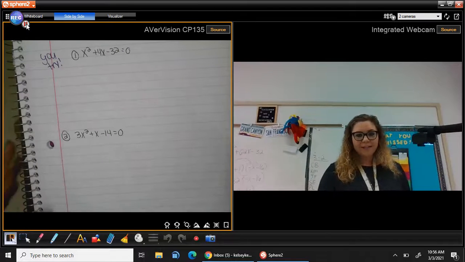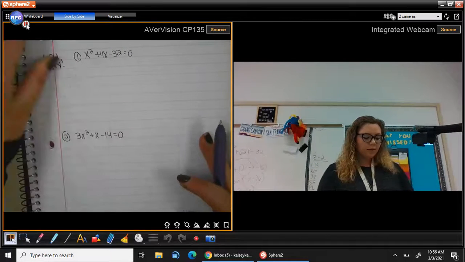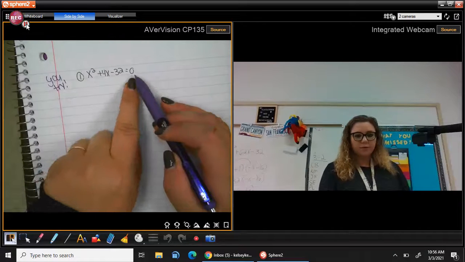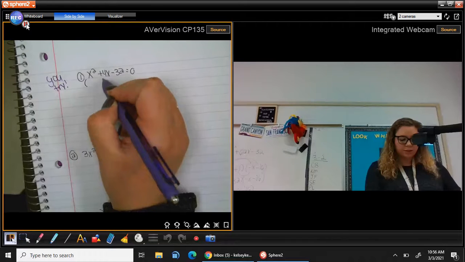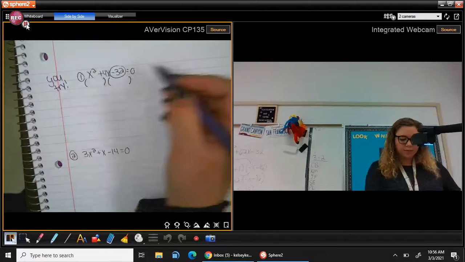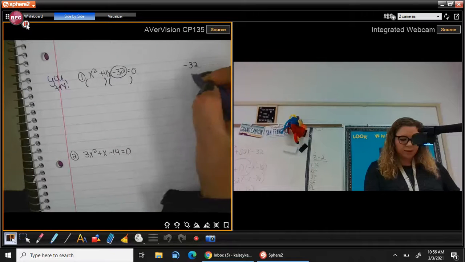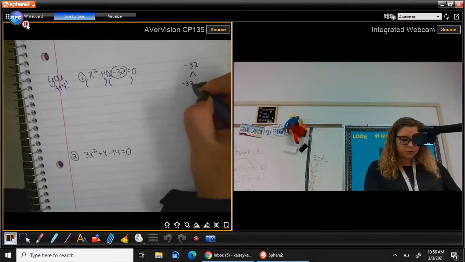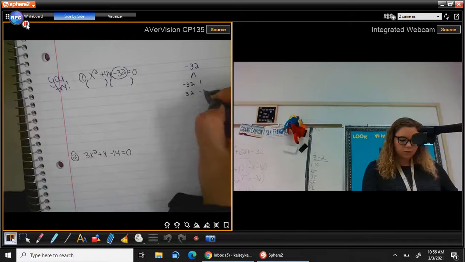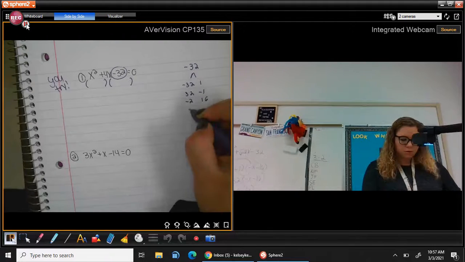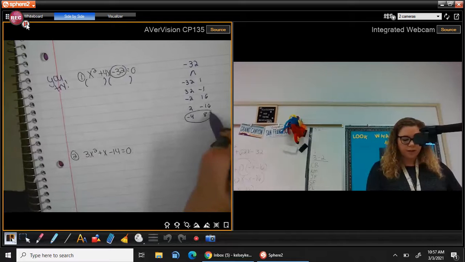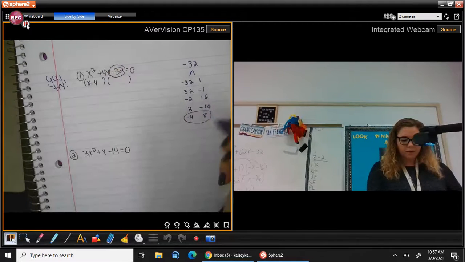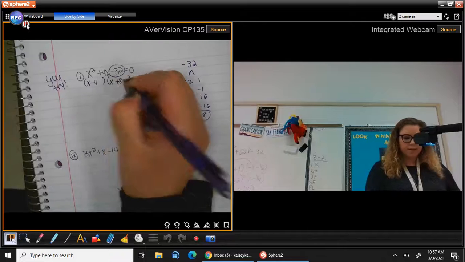Okay, welcome back. So let's go over one. They want me to find solutions. It is equal to 0, so we can factor it. I don't have a leading coefficient, so I'm going to take this term, -32. I'm going to list my factors. Which one of these will add up to give me my middle term? -4 and 8. So I'm going to have x minus 4, and then x plus 8 because the 8 is positive.